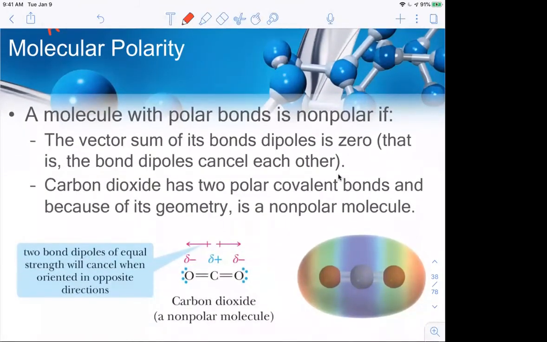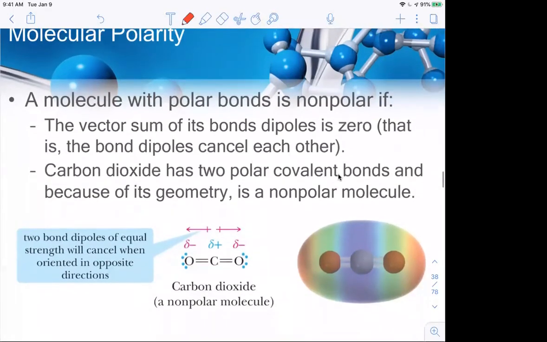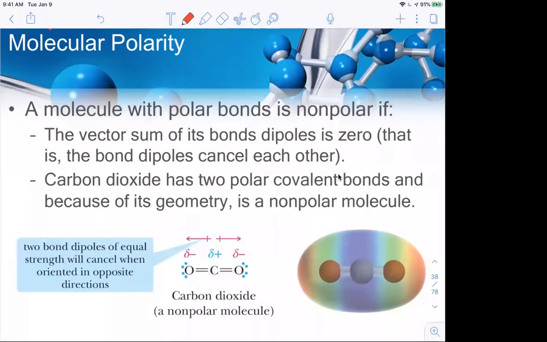Now, let's quickly go to molecular polarity. Remember, we talked about bond polarity, but we have to look at the overall molecular polarity, which is going to be based on dipoles and geometry. So any molecule that contains a polar bond is nonpolar if the vector sum of its bond dipoles is 0. So my bond dipoles are going to cancel out with each other.